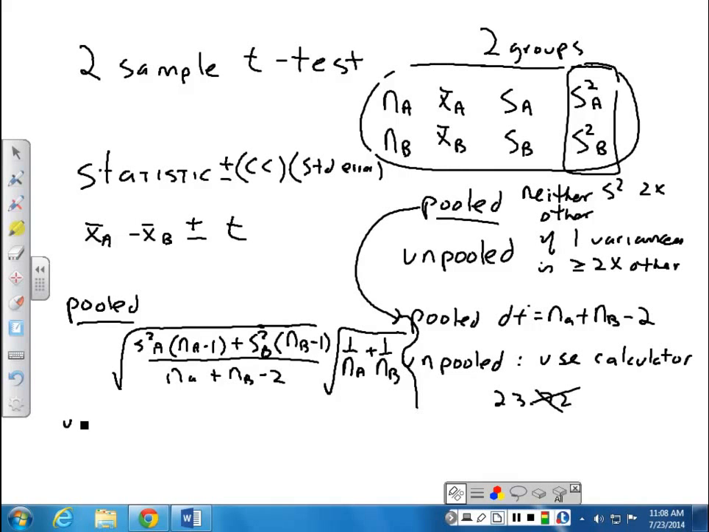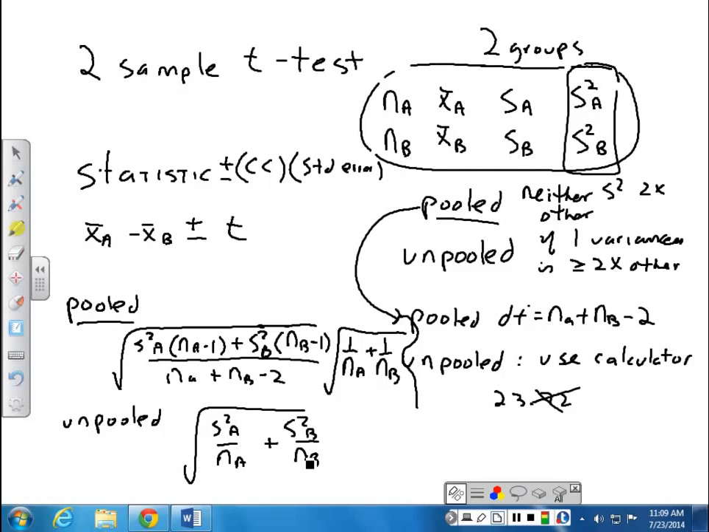And then if you have unpooled, it's just going to be the square root of S squared A over NA plus S squared B over NB. That's a lot to put up there, but if you have this information down, this is sort of your intro and summary. If you get all this information down, then you've got the confidence interval.